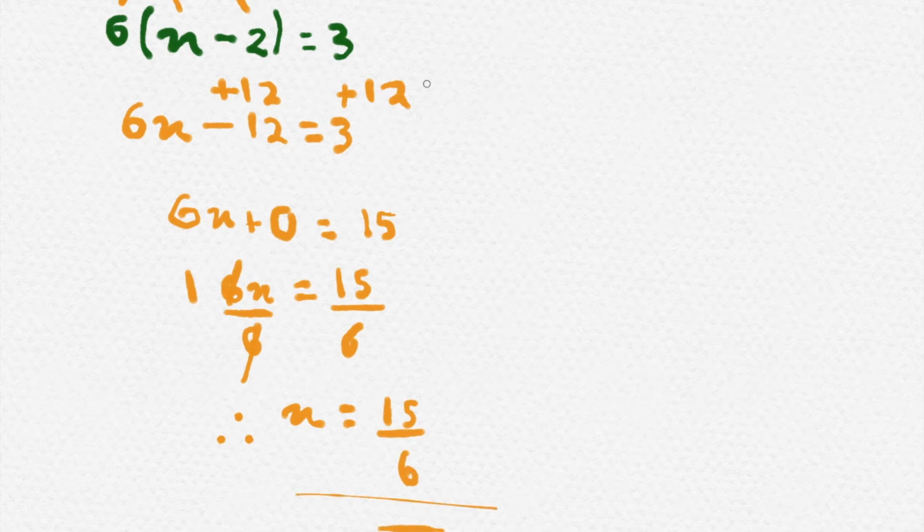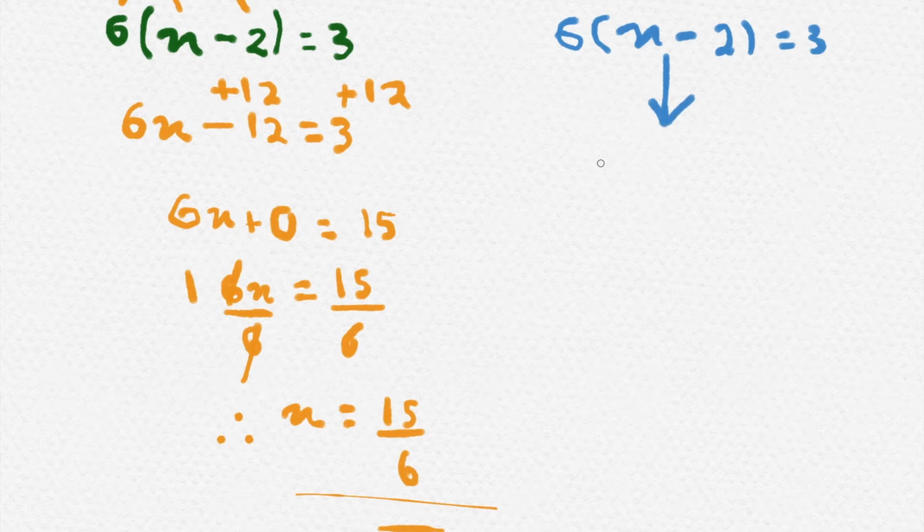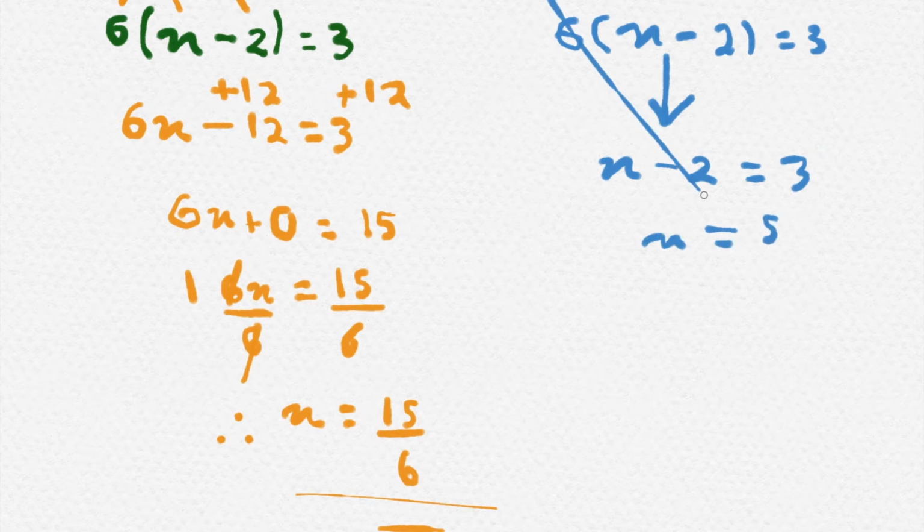Now, we can get the same answer by using my method. 6 into x minus 2 will be equal to 3. So we take x minus 2 is equal to 3, x will be equal to 5. See, this is wrong because it does not give us the right answer.